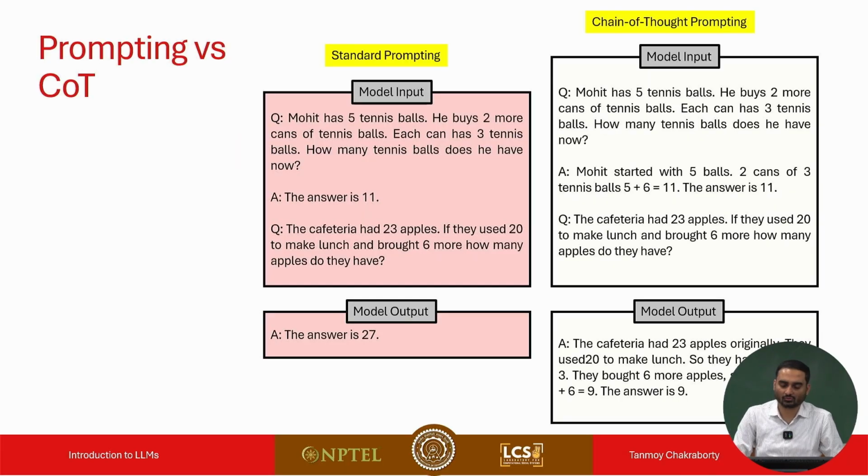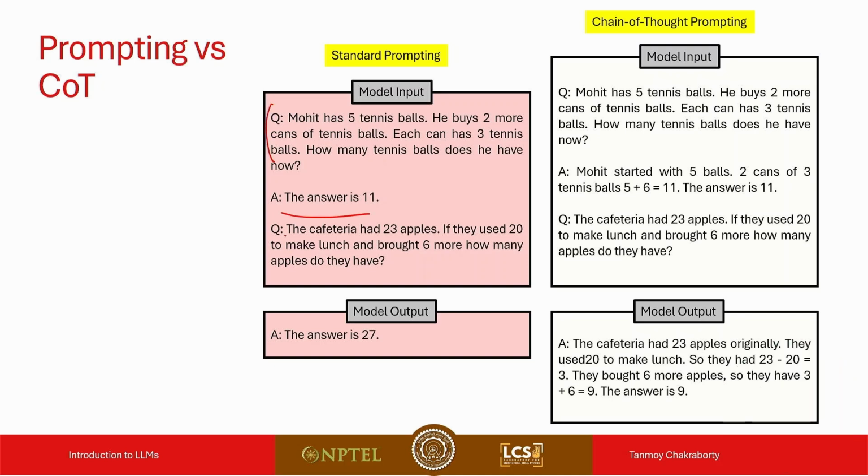So in 2022, people realized that if you just write a few short prompts, like let's take a math reasoning question. Let's say Mohit has 5 tennis balls. He buys 2 more cans of tennis balls. Each can has 3 tennis balls. How many tennis balls does he have now? This is a question, and this is your answer. So this is your one shot.